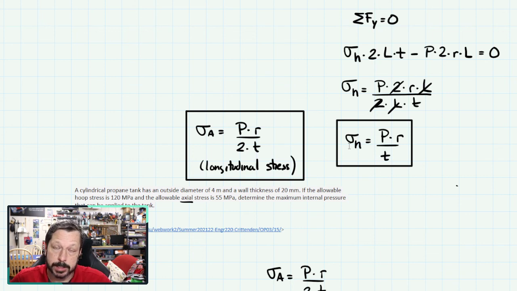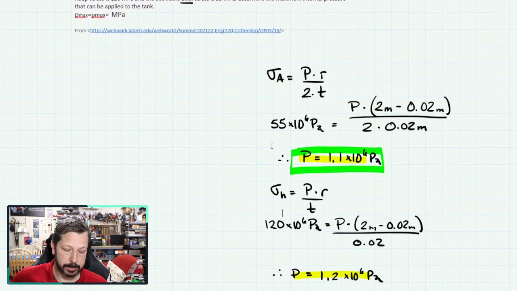So you use the hoop stress for cylinders. The PR over 2T is the only equation you have for the spheres. But you also have both of these equations for cylinders, and you have to make sure which one you want to use. In this case, you needed to use the axial equation. It was the limiter.